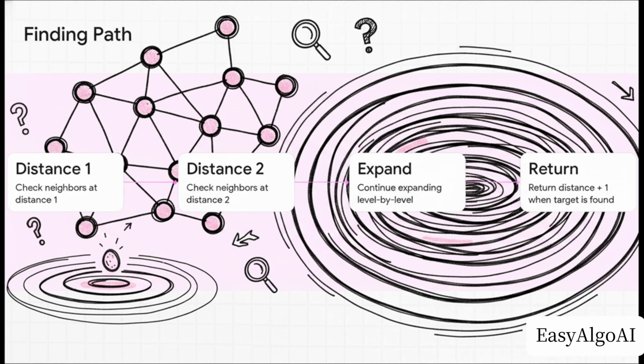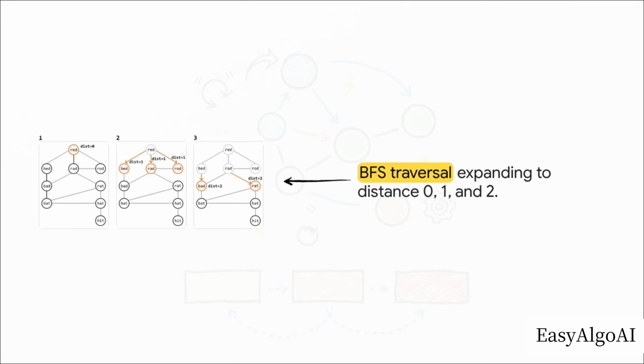Imagine tossing a pebble into a still pond. The ripples expand evenly in all directions, right? That is exactly how this search works. It guarantees that the very first time we hit our target word, it is mathematically certain to be the shortest possible path. Let's see how this actually builds.